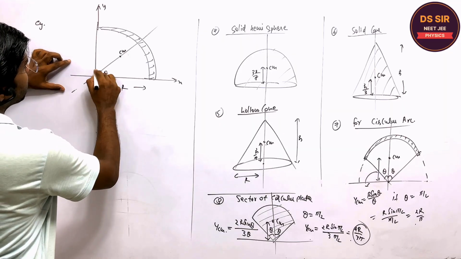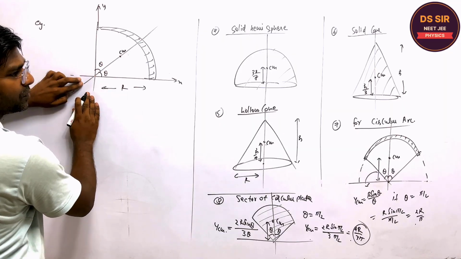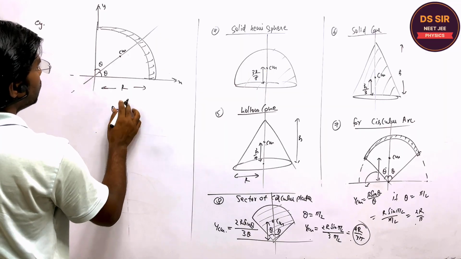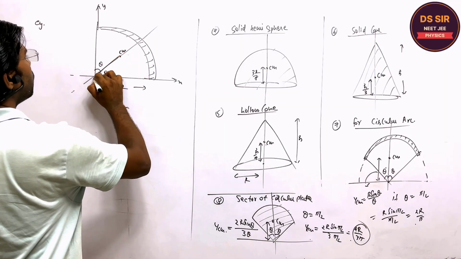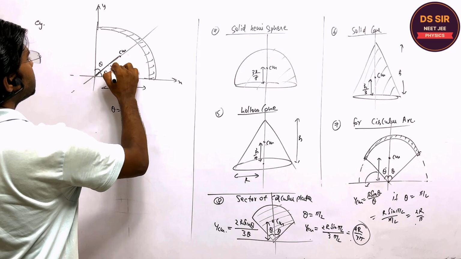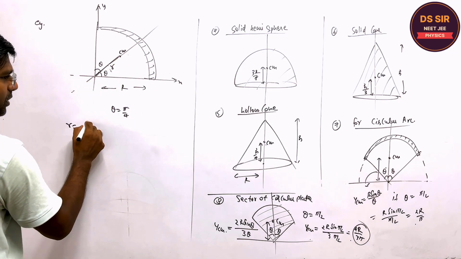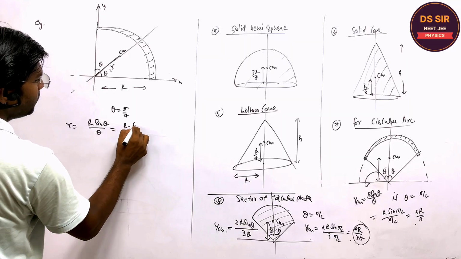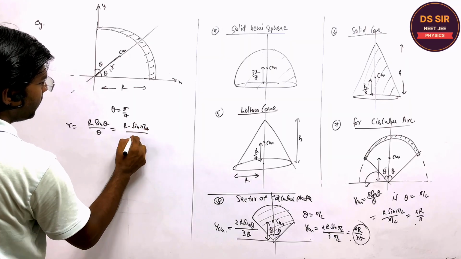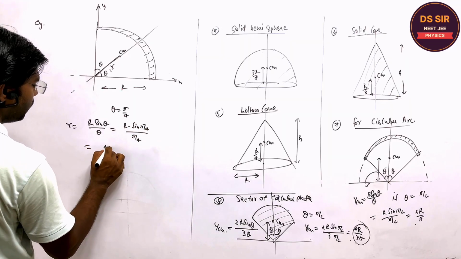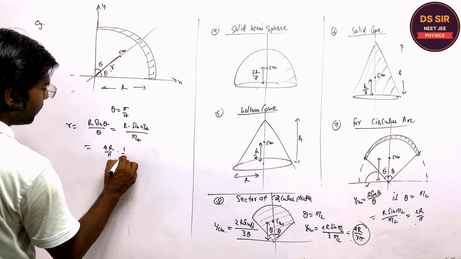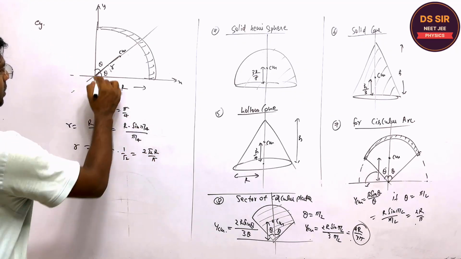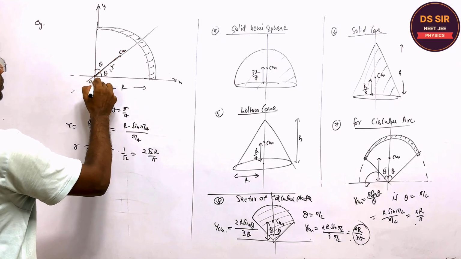What is the theta over here? The theta, this is the same, yes, 45. This is the pi by 4. So this distance will be equal to what? This is r sine theta upon theta. So r sine pi by 4 divided by pi by 4. So it is 4r upon pi into 1 by root 2. It is equal to 2 root 2 r upon pi. So this is the distance of the center of mass from origin.